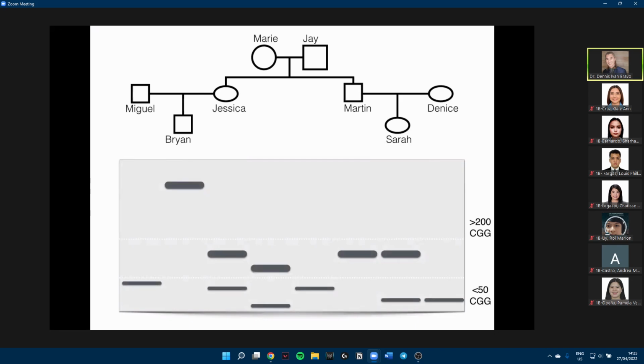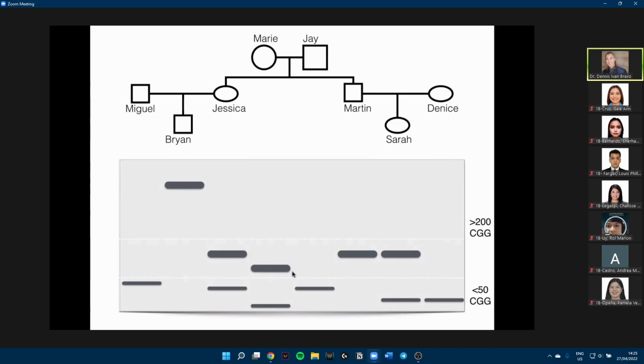So before we interpret the result, my first question is, in what chromosome do we find the FMR1 gene? Anyone? X chromosome. Okay, good. So how many copies do men have of the X chromosome? Just one. So we only have one FMR1 gene for Jay. So this is normal. For Mary, she has two copies. Different sizes. One is normal, the other one is slightly long.